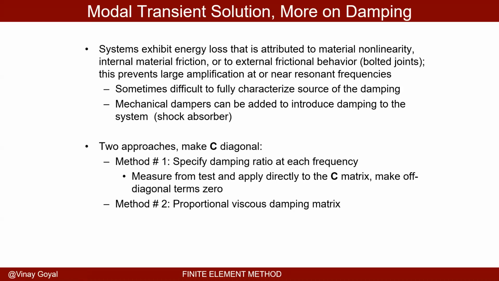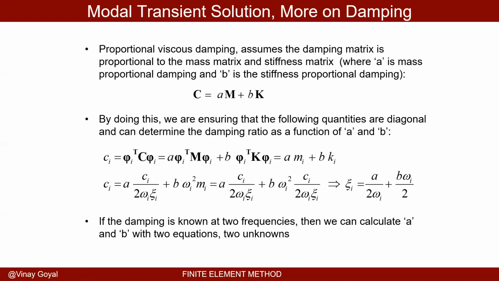Method two is called proportional viscous damping. The proportional viscous damping assumes that the damping matrix is proportional to the mass matrix and stiffness matrix. Here, a is the proportional mass damping, and this here is the stiffness proportional damping. So a and b are parameters we're going to try to find. That's how you could incorporate damping, by using this formula.